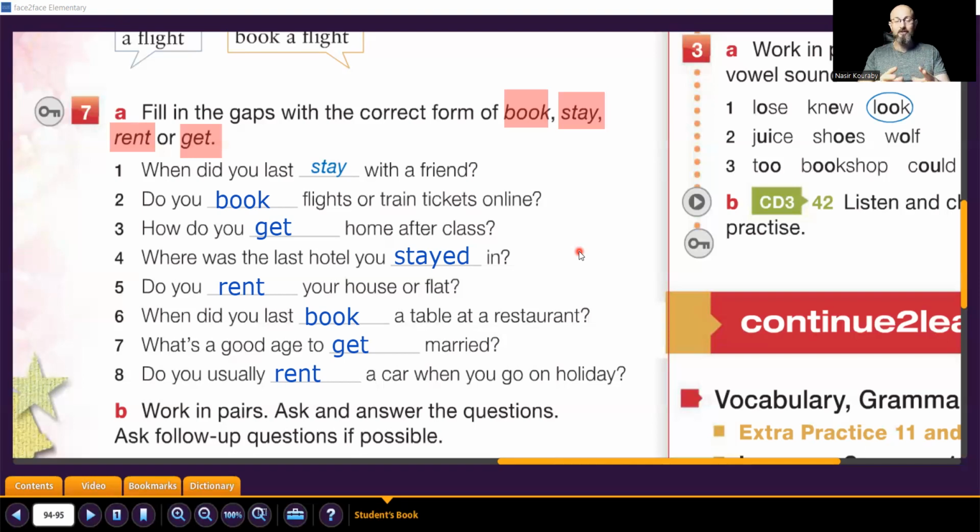It's very important, okay? So, number one, when did you last stay with a friend? Stay with a friend here means maybe all day, maybe you slept in his house, okay? For me, yeah, it was very, very long ago, maybe like 3 years. What about you?